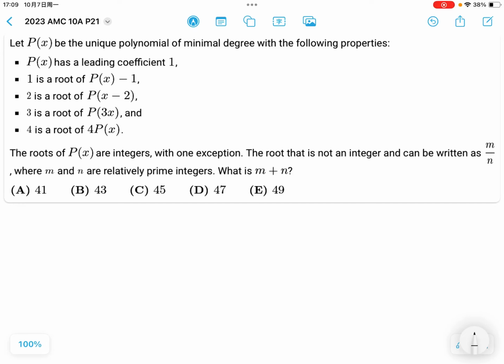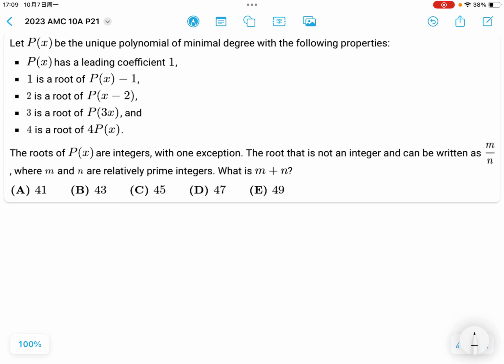This is 2023 AMC 10A problem 21. Let P of x be the unique polynomial of minimal degree with the following properties. P of x has a leading coefficient of 1. 1 is a root of P of x minus 1. 2 is a root of P of x minus 2. 3 is a root of P of 3x. And 4 is a root of 4 times P of x.